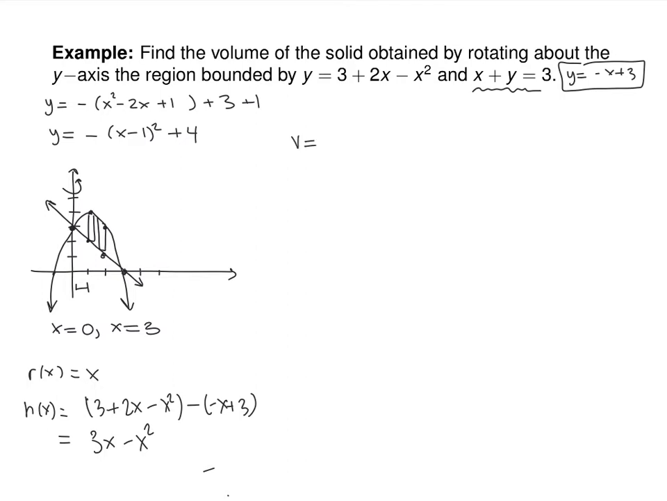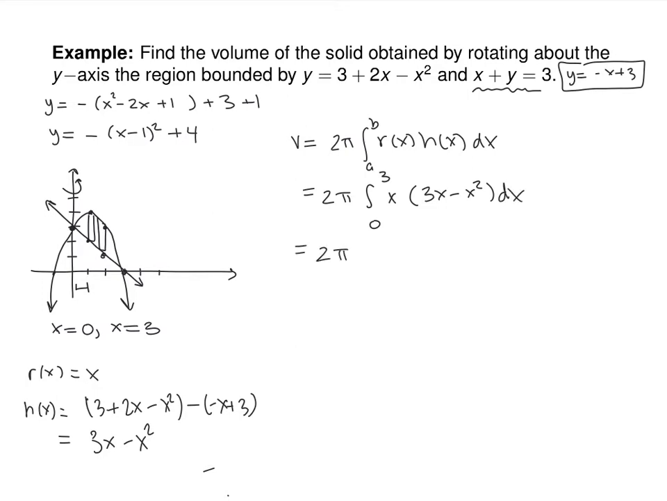So now your volume is 2 pi integral from a to b, radius, height, delta x. So your slices begin at 0, they end at 3. Your radius is just x, your height is 3x minus x squared. So that's the same thing as 2 pi integral 0 to 3, 3x squared minus x cubed.